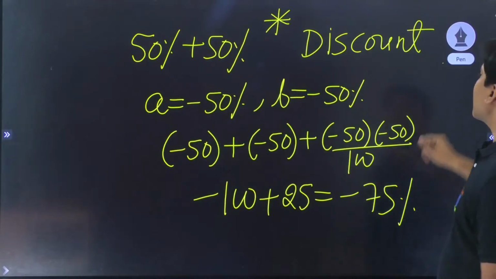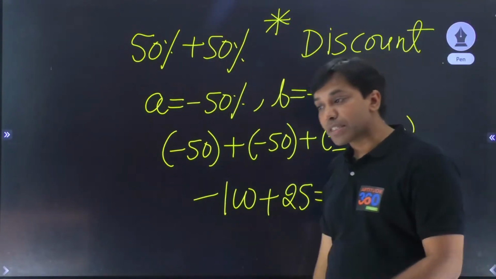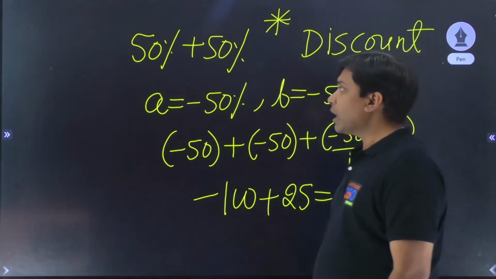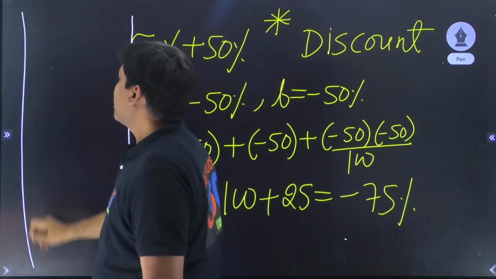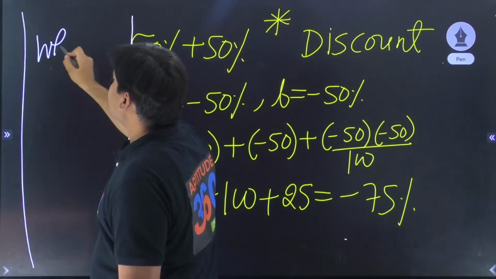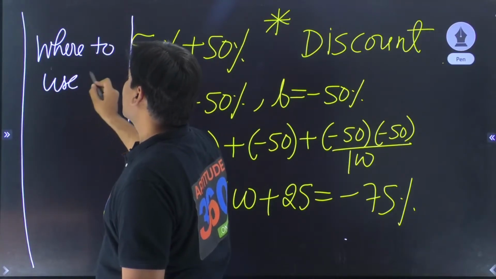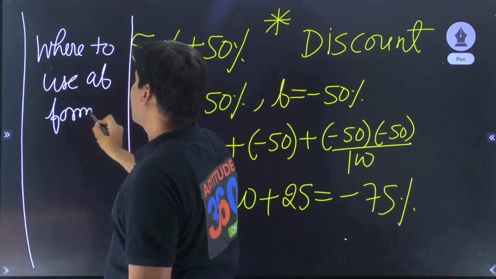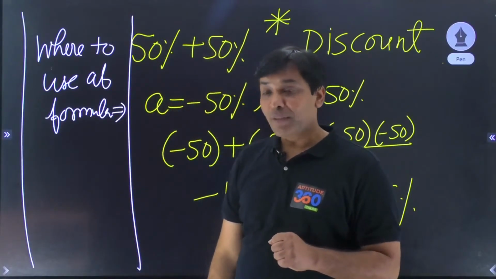So what is the meaning of saying minus? It is a decrement. कितने का decrement? 75% का decrement. Is that okay with you? Now, if you have understood the AB formula, my analysis is where to use the AB formula. And that is why we need to learn this formula.